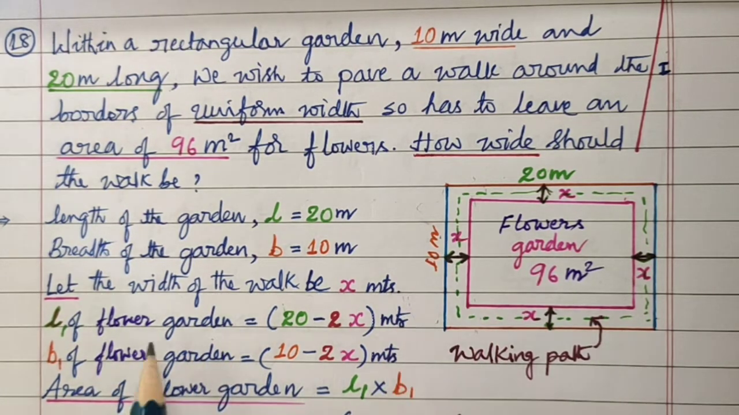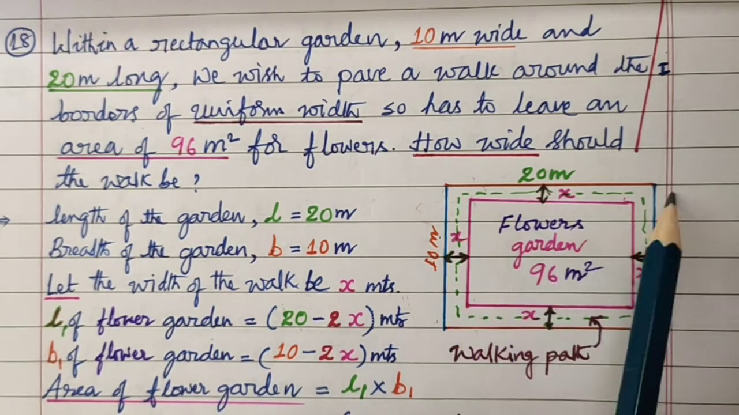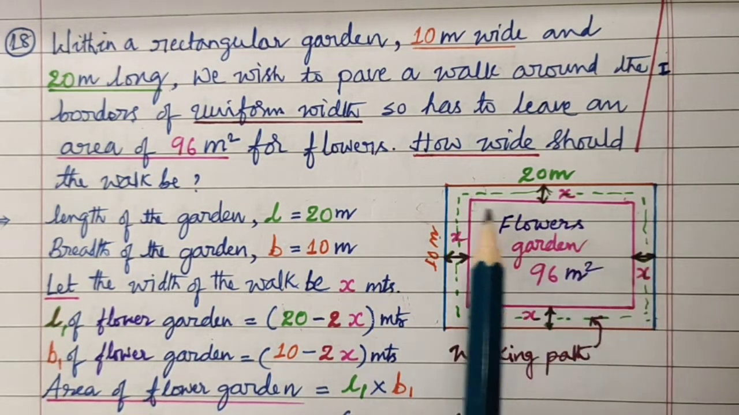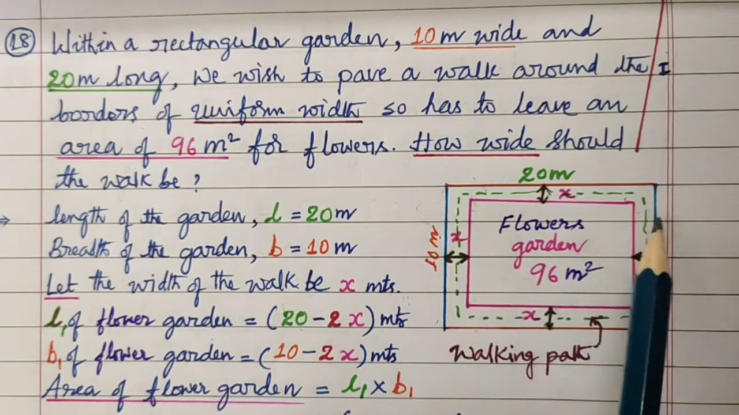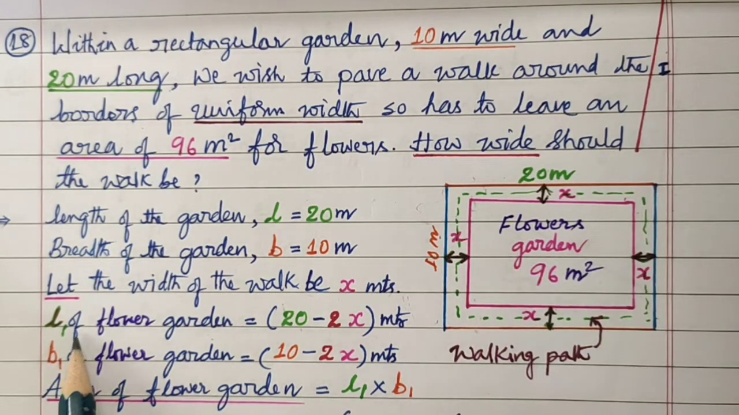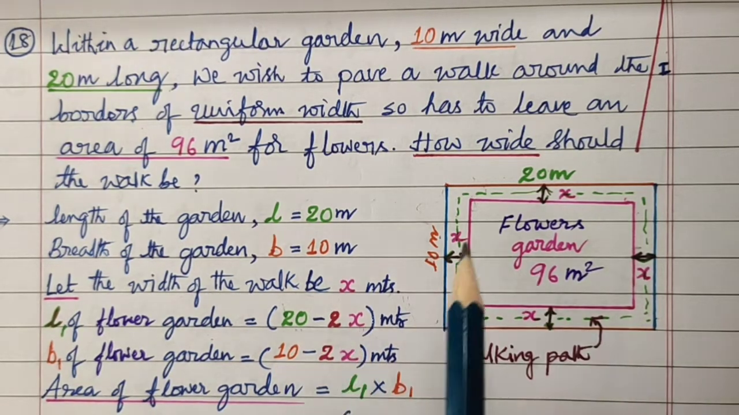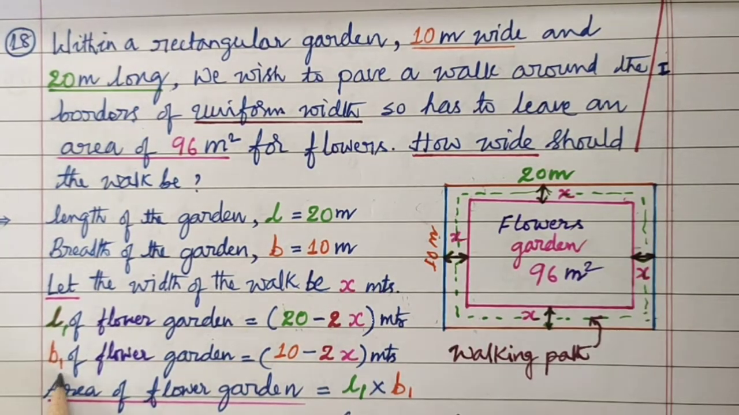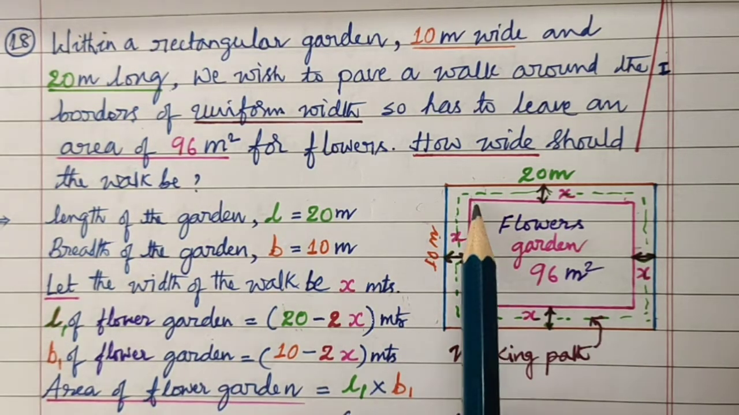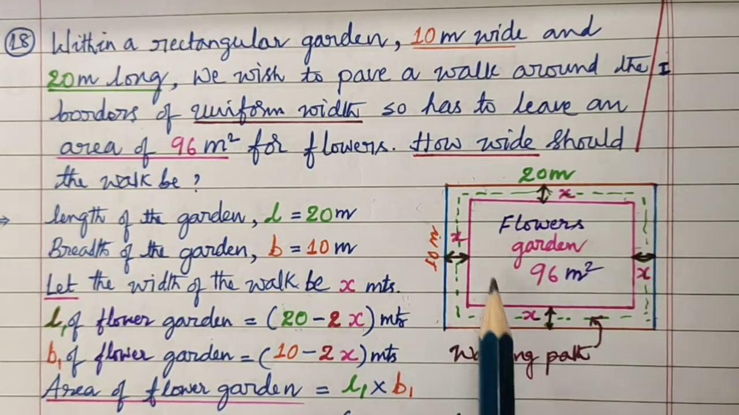L1, the length of the flower garden, is equal to the total length minus these two. Length of the flower garden is equal to 20 minus 2x. Why 2x? This x plus this x. Breadth of the flower garden is equal to 10 minus 2x, the total breadth minus these two. This is the breadth of the flower garden.